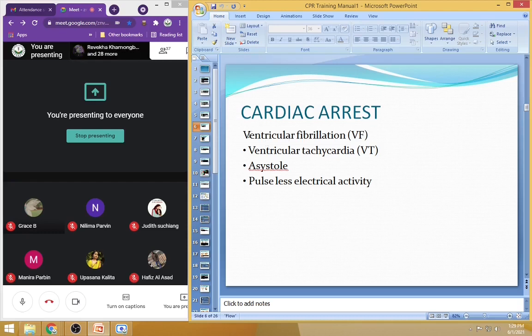So what is cardiac arrest then? We can say a person is having cardiac arrest when the person has ventricular fibrillation, where the pulse rate is very irregular, or ventricular tachycardia, when the pulse rate is too high, or asystole, when no pulse is felt, or pulseless electrical activity, where we can see the zigzag on the ECG but can't feel the pulse when we try to check it. All this can happen in a cardiac arrest patient.